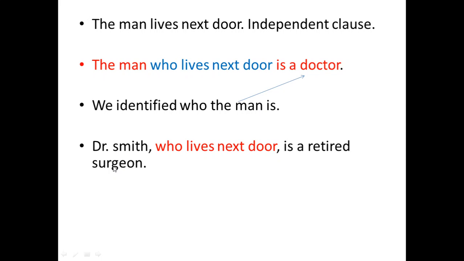And notice one more difference between these two sentences, okay? So here we said the man, and here we said Dr. Smith, right? So here, why we needed this adjective clause, it was because we didn't know who the man is, right? So we needed this. But here, we know who the man is. We know Dr. Smith, right? We have the proper noun, right? So therefore, we can remove who lives next door. That was the only difference.